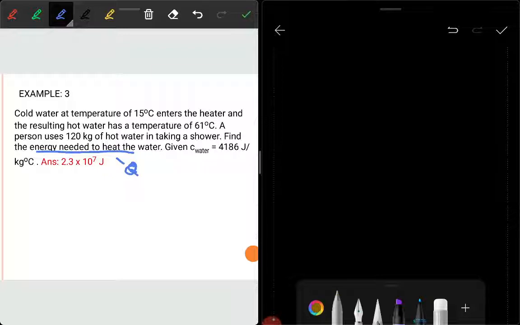If we want to find the value of Q, we still use the same equation. Q = mcΔT. Write the equation. Here, for example, you can get 1 mark for the equation. So, don't forget to write the equation.